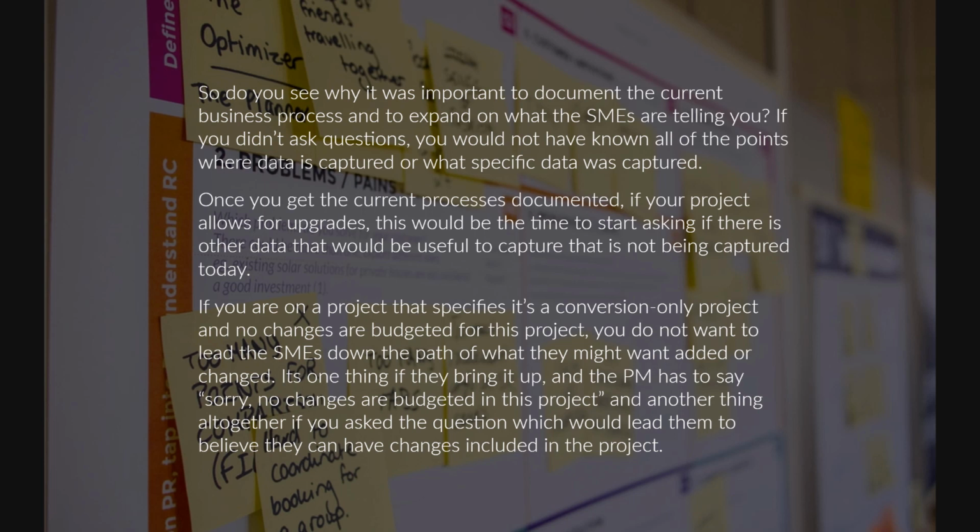If you're on a project that specifies it's a conversion-only project and no changes are budgeted for the project, then you do not want to lead the SMEs down the path of what they might want to add or change. It's important to make sure that you understand what the scope of the project is so that you don't start talking about things and then later have to tell them, oh, hey, you know what, I know I asked you about that, but you don't get to have it. So make sure that you're not doing that.